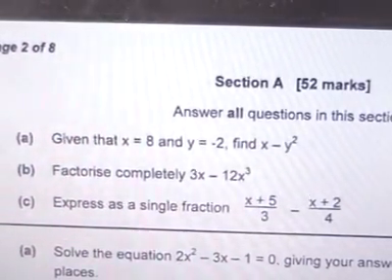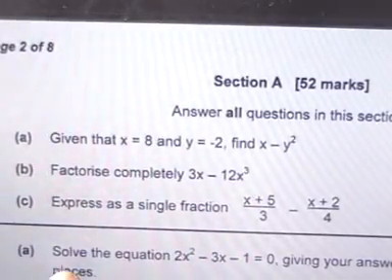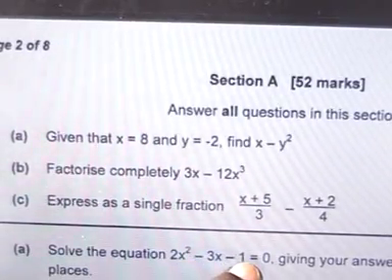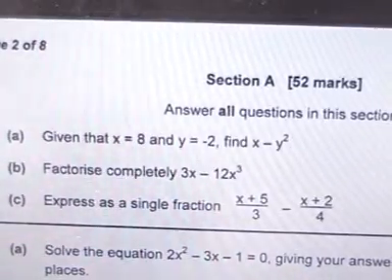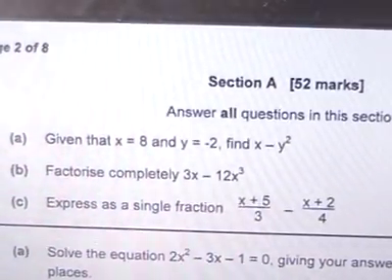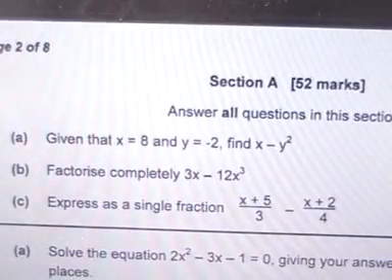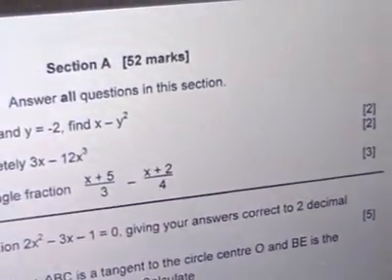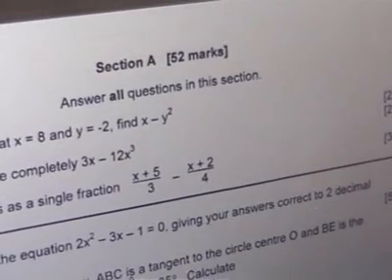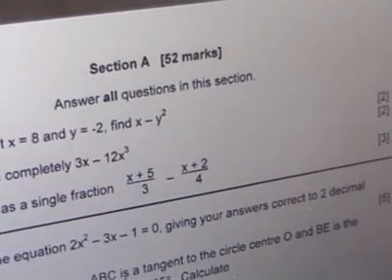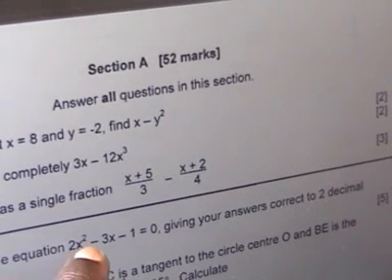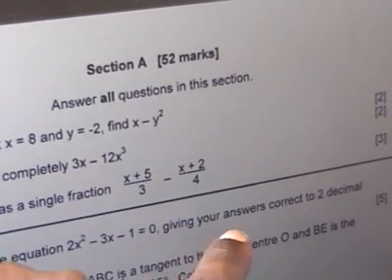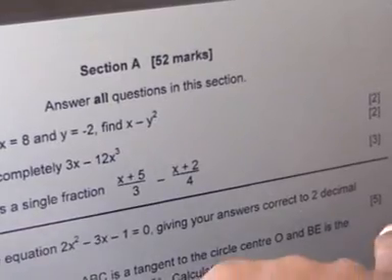Let me add also question 2A, whereby you are told to solve a quadratic equation. Solve the equation 2x squared minus 3x minus 1 equals 0, giving your answer correct to 2 decimal places, and the number of marks for this particular question is 5 marks. As you can see, we've been told to solve the equation 2x squared minus 3x minus 1 equals 0, giving your answer to 2 decimal places.